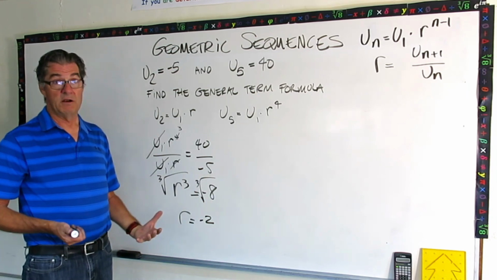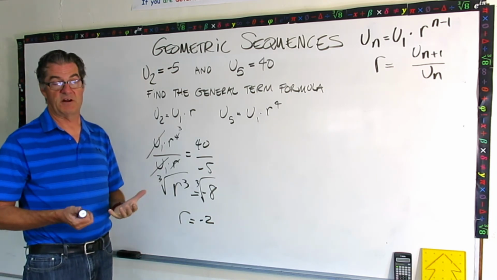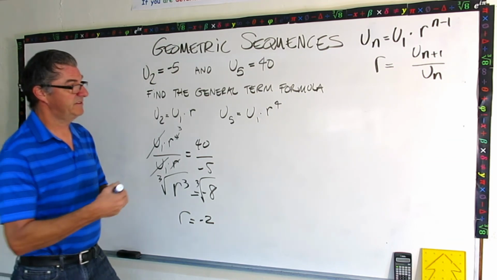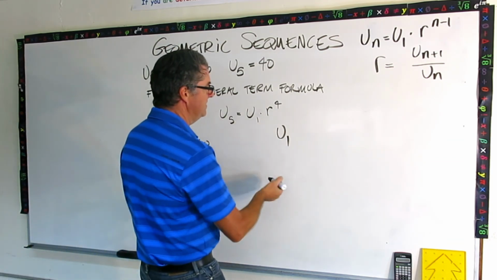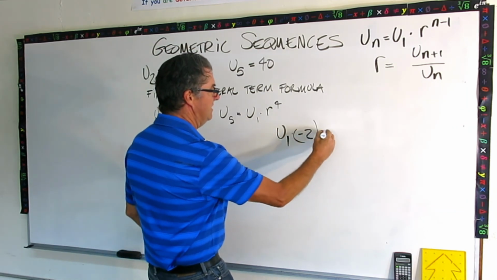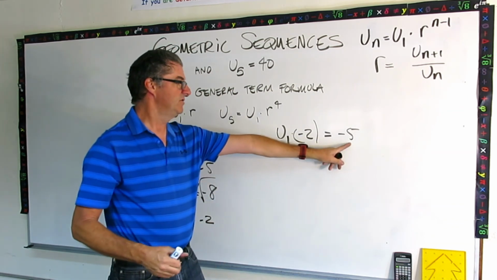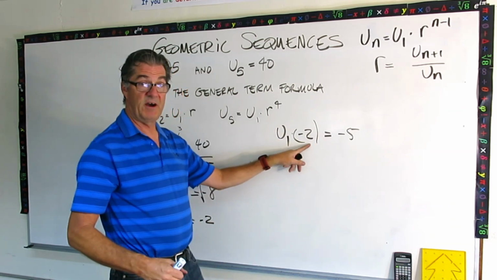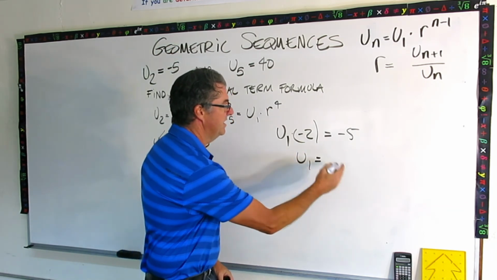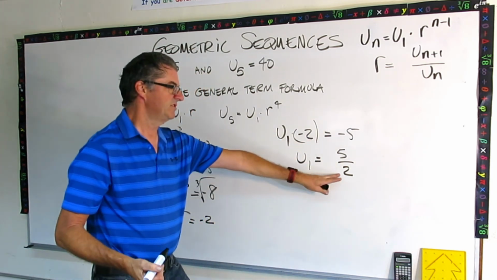Now we know r. We can figure out u1, and we can figure out our formula. We know u2. We don't know u1, but we do know this. u1 times r, which is negative 2, equals negative 5. Because that's how we get u2. We take u1 and we multiply it by r just one time. So now dividing through, u1 is going to equal 5 over 2. Negative 5 divided by negative 2 is just 5/2.